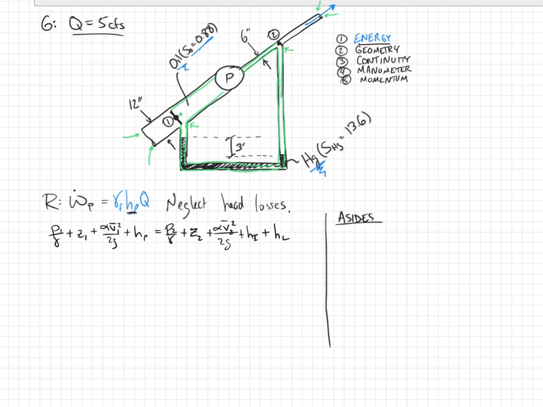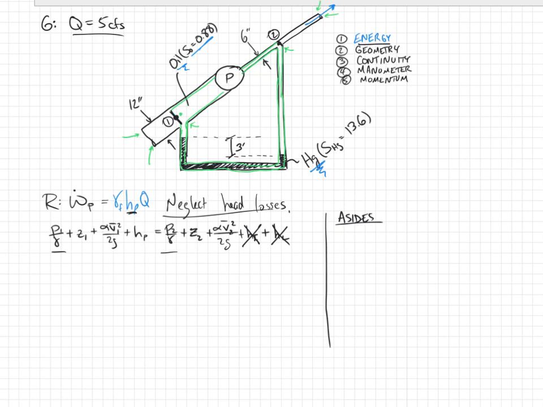Okay, the first thing I'm going to do is very quickly knock out the terms that don't exist. We're neglecting head losses, which means there's no head loss. There is no turbine in this problem. There is a pressure at 1 and a pressure at 2. There is a Z at 1 and a Z at 2. There are velocities at 1 and 2, and there's a pump. So all these other terms exist. But we can't really get at any of these.